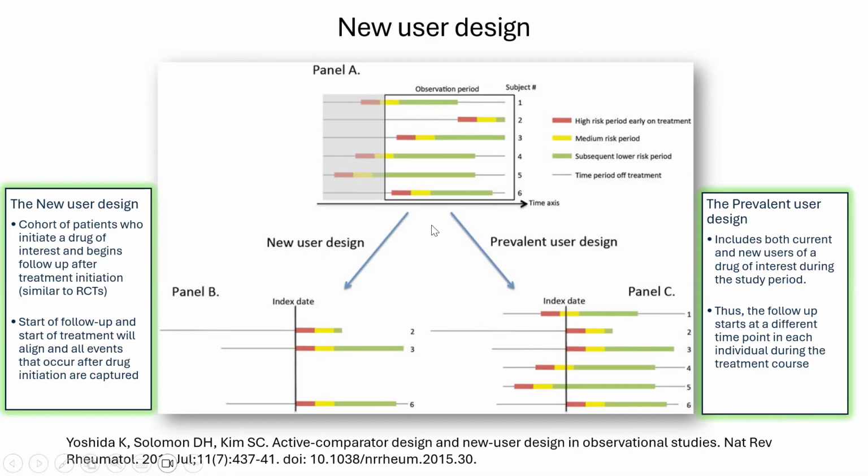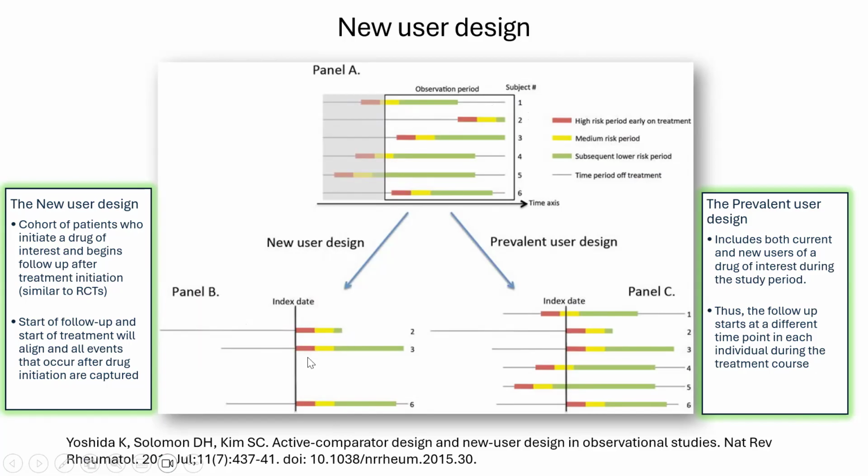So if you do a new user design, you're only recruiting patients who newly start the drug after you have started your study. So in this overall population, only patient number 2, patient number 3, and patient number 6 will be recruited in the study. New user design is when the cohort of patients who initiate a drug of interest begins follow-up after treatment initiation. This is similar to RCTs. So the start of your follow-up and the start of the treatment will align, and all events which occur after that are captured.